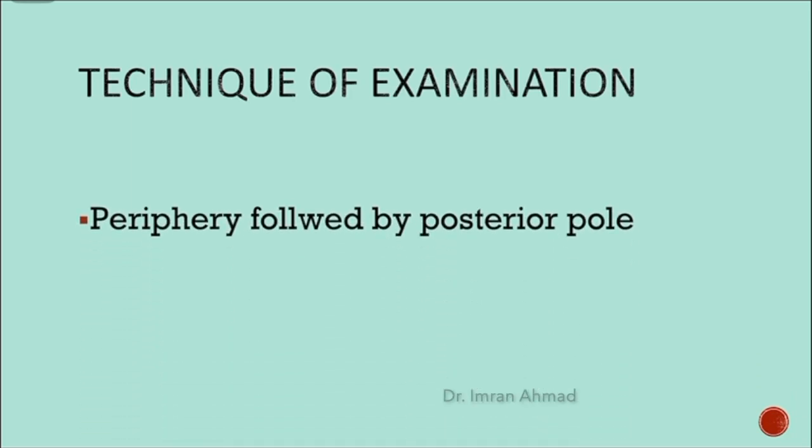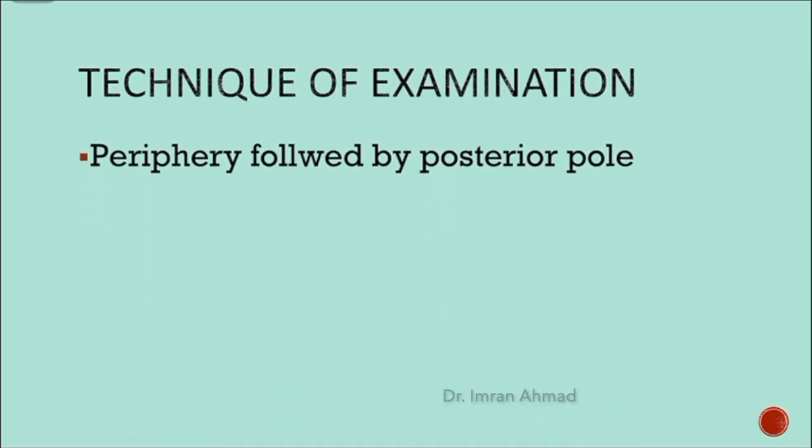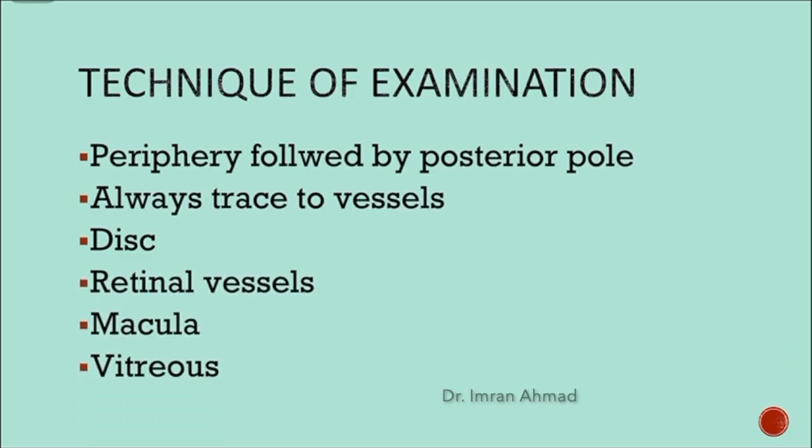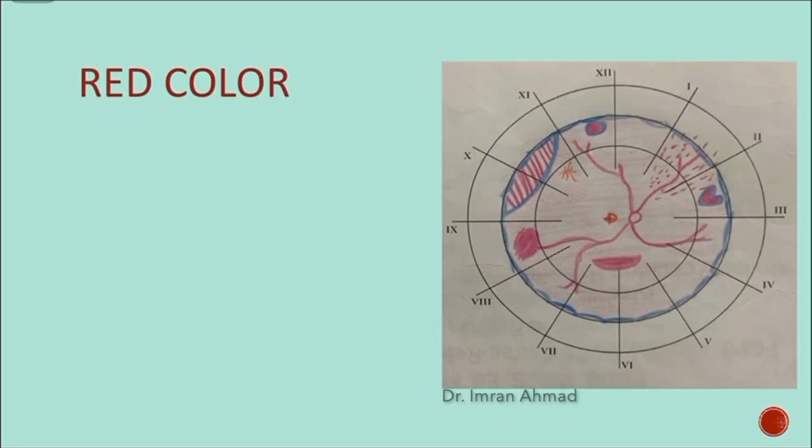The technique of examination is, first of all, the periphery of the retina is examined, followed by the posterior pole. We always need to trace the vessels if you are unable to see the optic disc or the macula. So if you are tracing the vessel, ultimately you will be reaching the optic disc, and just temporal to the optic disc you will find the macula. Then the disc needs to be examined for any pathology. The retinal vessels need to be examined, the macula, and then the vitreous. So this is the sequence of examination with indirect ophthalmoscopy.